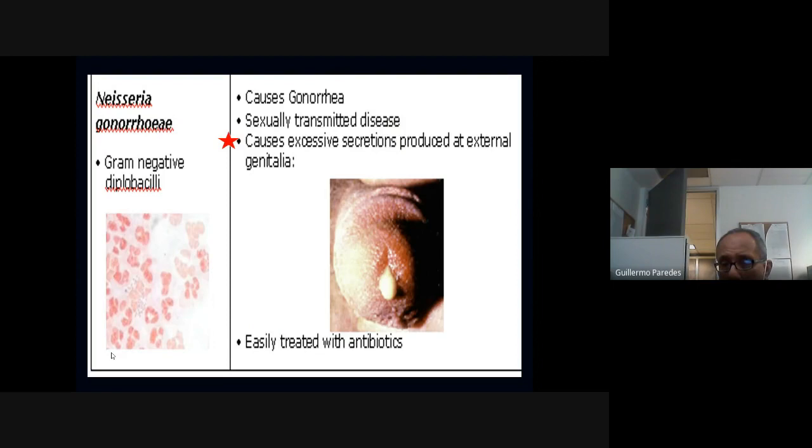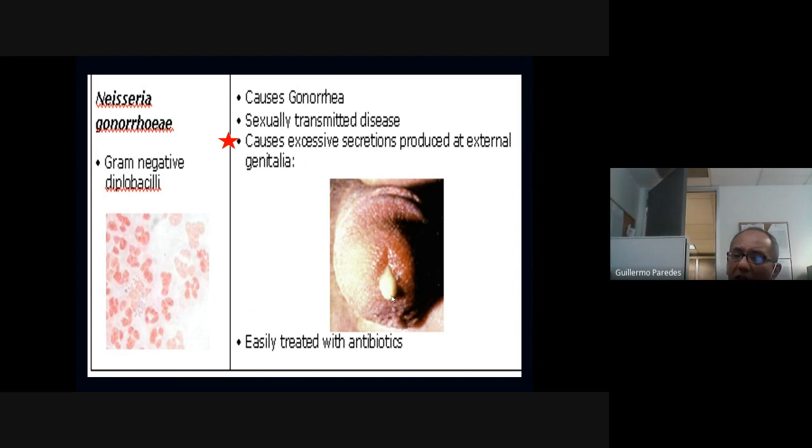So here, Neisseria gonorrhoeae or blenorrhagia causes excessive secretion produced by external genitalia. It's what we call this. This is the urethra or penis. And here every morning there was a drop of pus. So that is what we call the good morning pus, the good morning pus, drop of pus, right? So that can actually produce infertility, et cetera, et cetera.